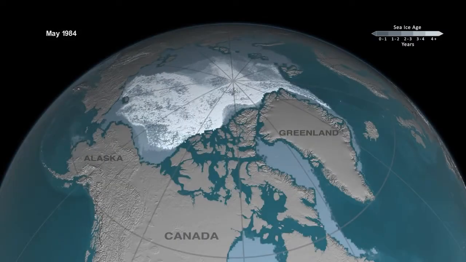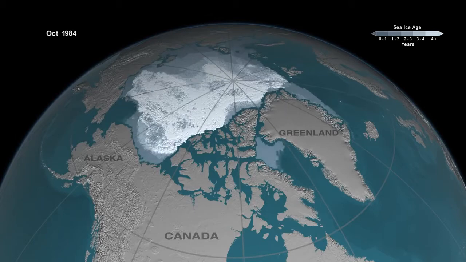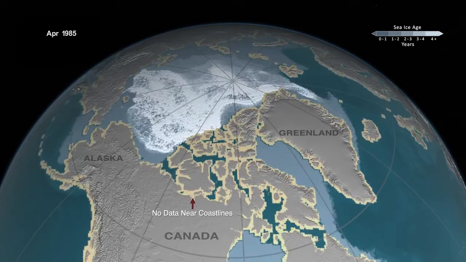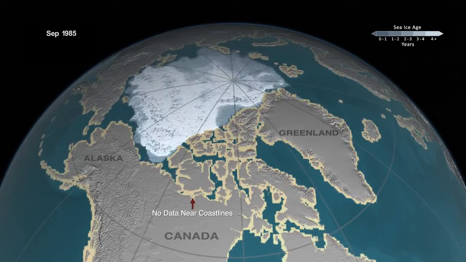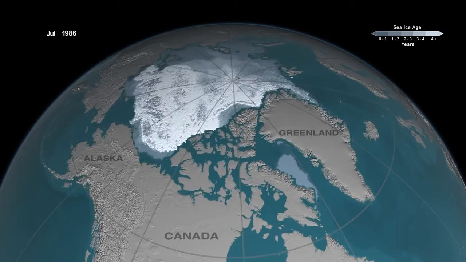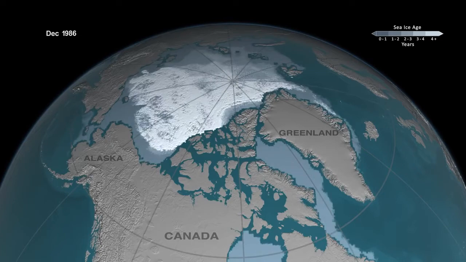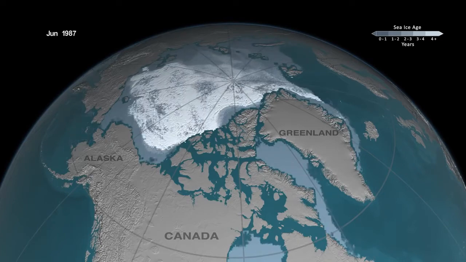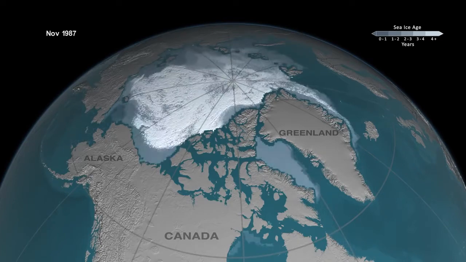In this animation, we're taking Arctic sea ice into the third dimension. Here, we're looking at the ice age, which is an indicator of thickness. Generally, older ice is thicker ice. That's the voice of Dr. Walt Meyer, senior research scientist at the National Snow and Ice Data Center.